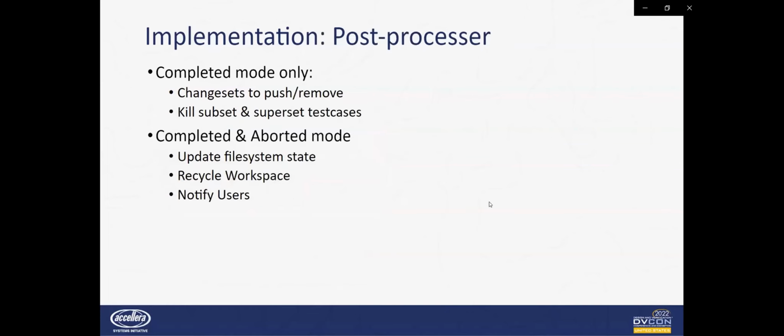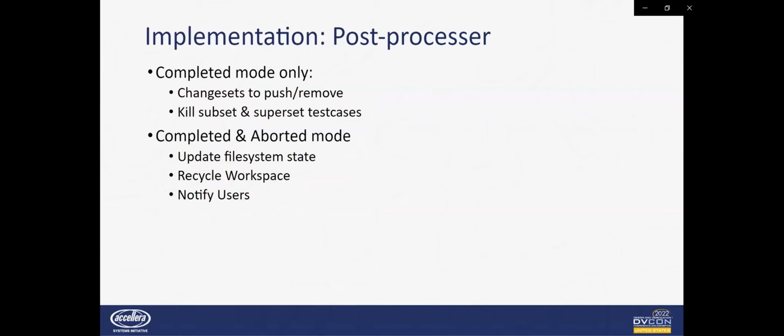Okay, and then moving on to our post-processor, I mentioned that it has 2 modes. One is when it's completed, it looks at the change sets that have completed in that test case and then decides as best as it can which ones to remove from consideration, which ones to push back to our source control. And then it looks at what test cases are no longer relevant.